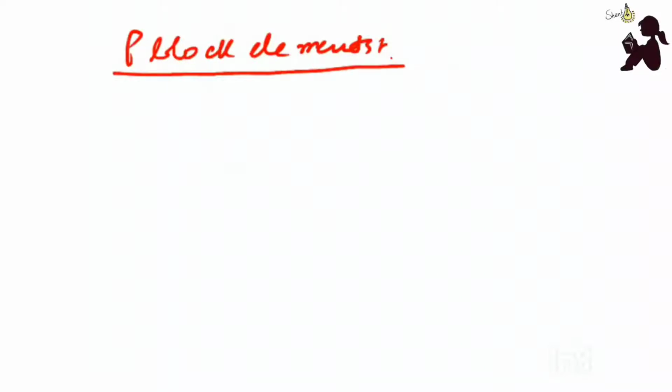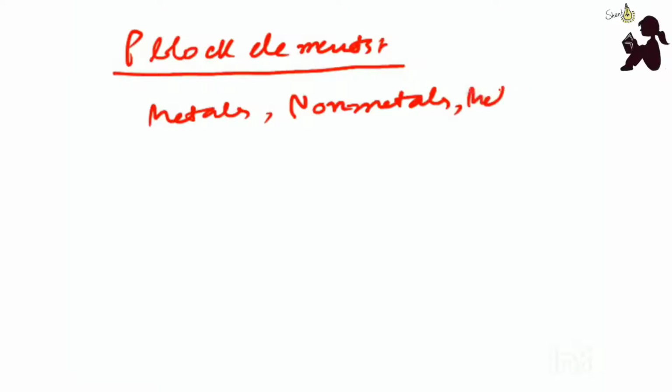Now we'll see the p block elements. In this p block, we can see three kinds of elements. In s block, we only see metals, but in p block, we can see metals, non-metals, and also metalloids. Okay. So what will be its common electronic configuration? That will be ns2 np1 to 6.